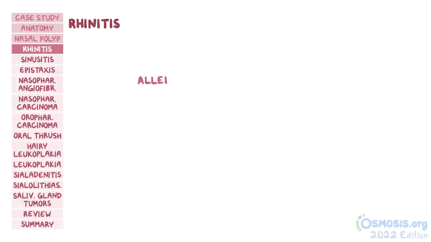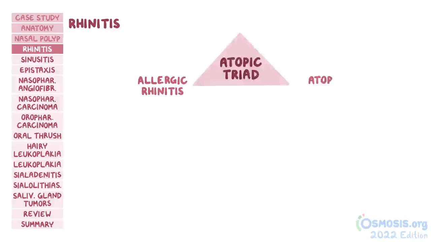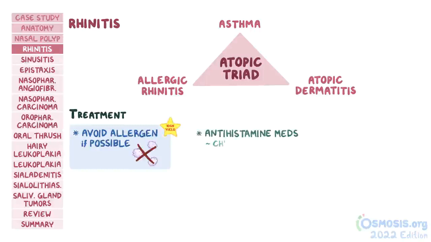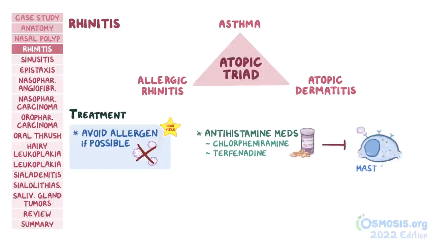Also, remember that allergic rhinitis may be part of the atopic triad, which also includes atopic dermatitis and asthma. In terms of treatment, the best option is to simply avoid the triggering allergen if possible. Also, remember that if the individual is symptomatic, antihistamine medications like chlorpheniramine and terfenadine can be used to suppress the effect of mast cell degranulation.